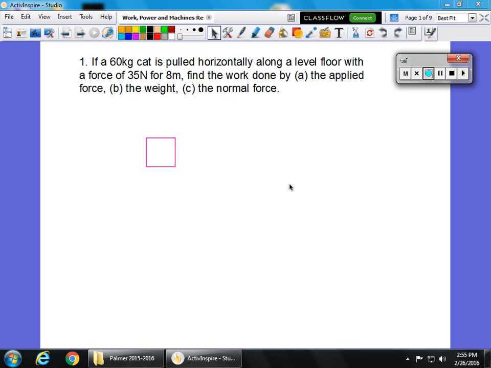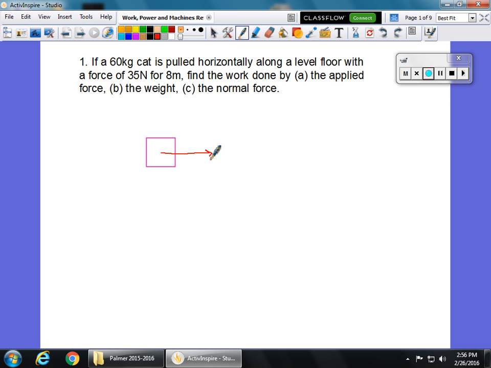We have a 60 kilogram cat. It says it is pulled horizontally across a level floor with a force of 35 newtons for 8 meters. Find the work done by the applied force, the weight, and the normal force. So I think what you need to do here, like we've done in these many times before, is draw in your forces.